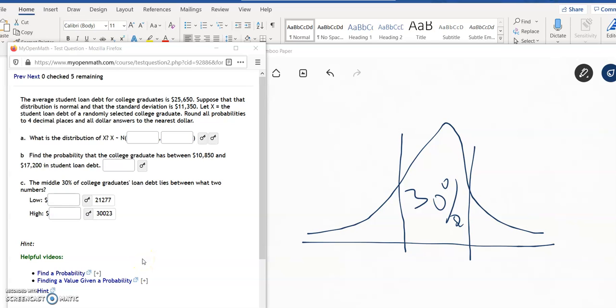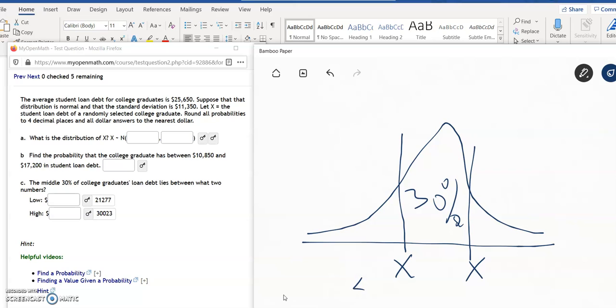Okay, here's one that uses this. I get a lot of questions on this too, the middle 30%. It's really not that difficult. What I'm looking for is the X values, the lower and the higher, of what constitutes the middle 30%. Let's read the problem.